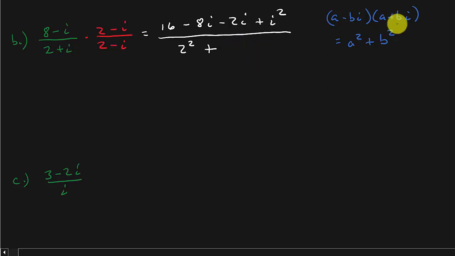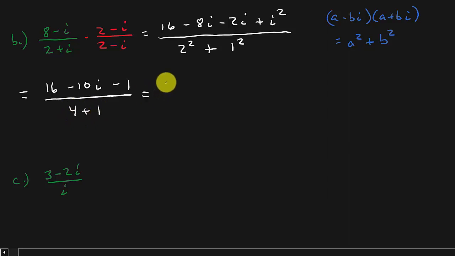b is the number in front of i. What's in front of i? It's understood to be a 1. Plus 1 squared. And so now we've got 16 minus 10i, the negative 8i minus 2i, minus 1. i squared is negative 1, right? Okay. Over 4 plus 1. And so this is going to give me 15 minus 10i over 5.